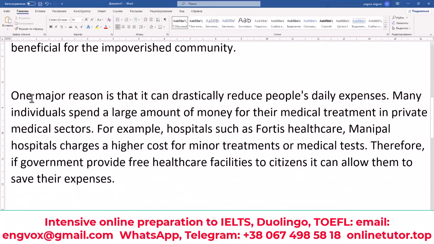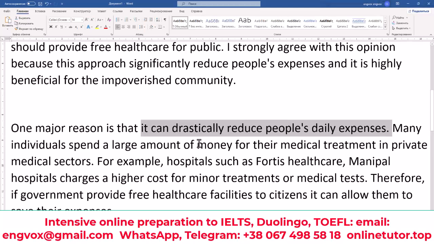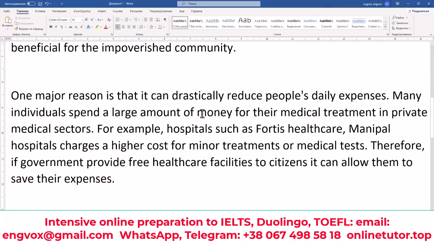One major reason is that, so learned, but okay, it can drastically reduce people's daily expenses. Learned, significantly reduce, drastically reduce. Yeah, she tries to show significant and drastically, but reduces is the same. If you put, so again, it's learned. Many individuals spend, learned, a large amount of money, okay, for, you see, not for on. Again, the grader clearly sees where you start writing off the top of your head.